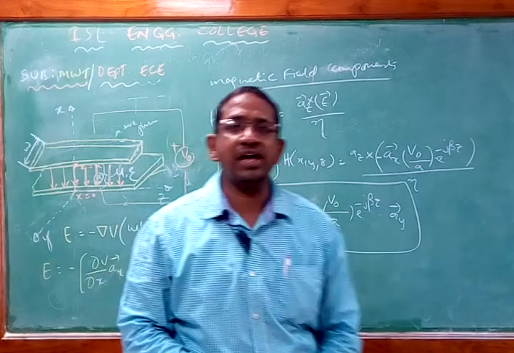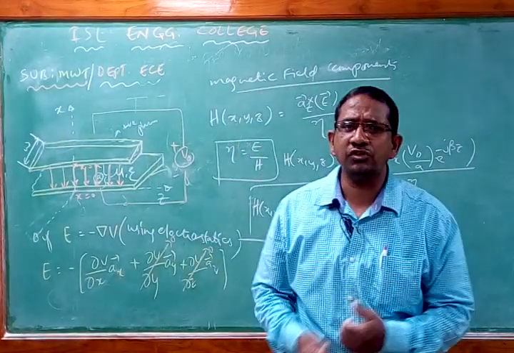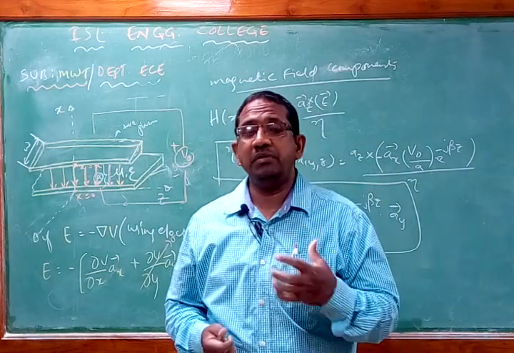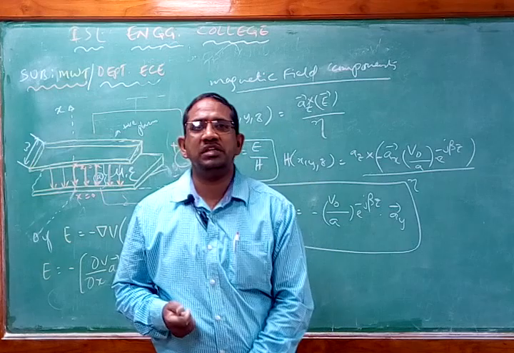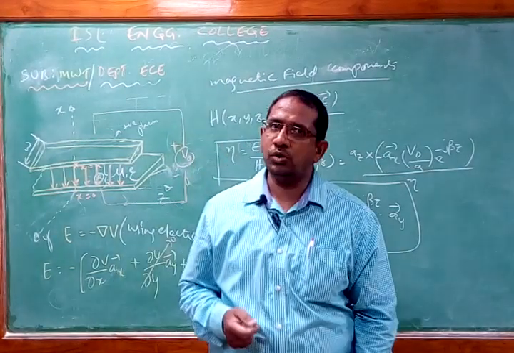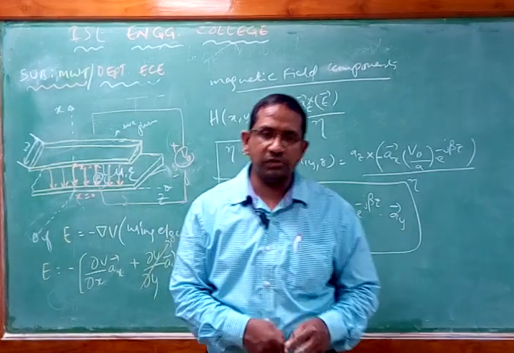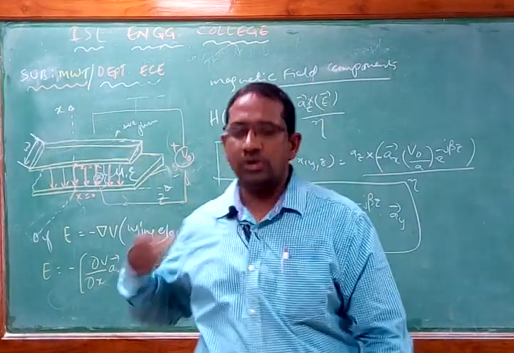In the next class we will go with the other part of the theory, that is velocity of propagation and wave impedance. These two equations we will see in the next class. Then we will see some problems on this unit 1. After we complete unit 1, which needs 2 or 3 classes, we go to unit number 2.